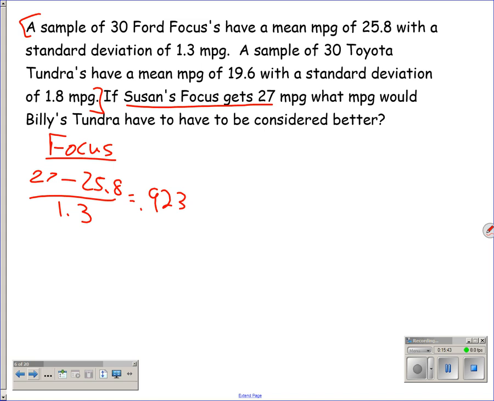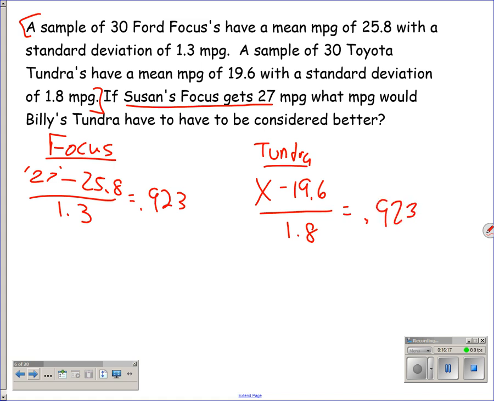What do I do? Solve for x. Solve for x for the Tundra. All right, I want to know this value over here, so I want to set that equal to x, right? x minus, what was the mean for the Tundra? What was the standard deviation? 1.8. All right, but what am I going to set that equal to? I got to have it set equal to something to solve for x. 0.923. I'm trying to figure out what value is going to be better than 0.923. So, let's find that value, and it's got to be greater than that, I guess.